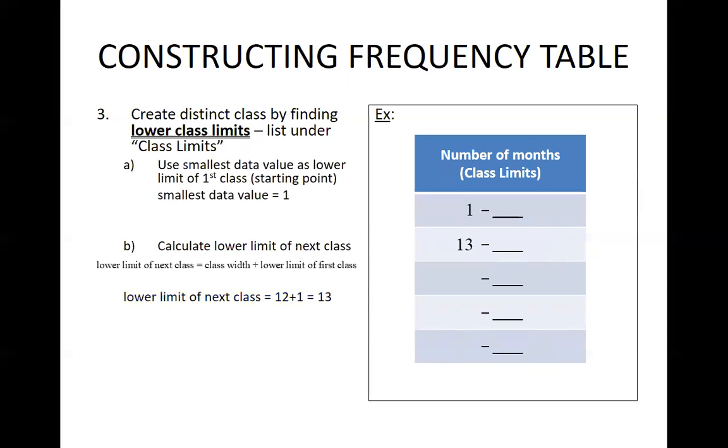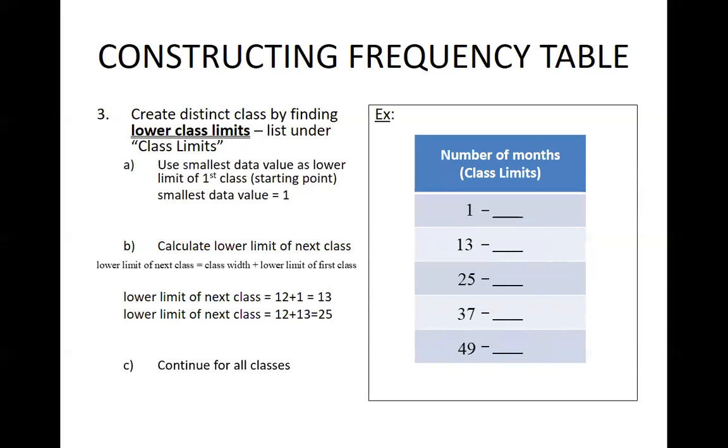Now, can you add 12 to that and get the next starting point for the class limit? I want you to finish filling that part of the table in. So if I add 12 to that, how much is the next one? 25. I hope you're filling this out on your sheet because we're going to be filling out this whole table. What's going to be the beginning of the next class? 37. And then the last one is going to start with 49.